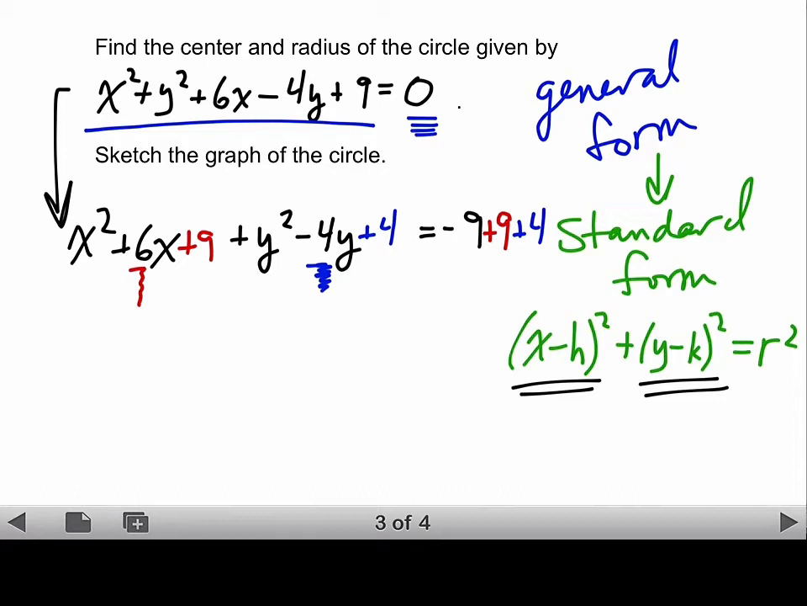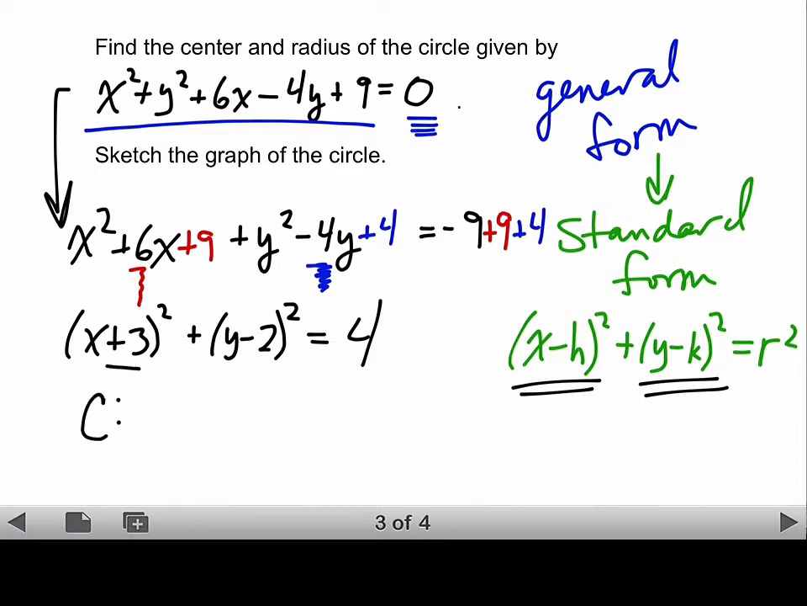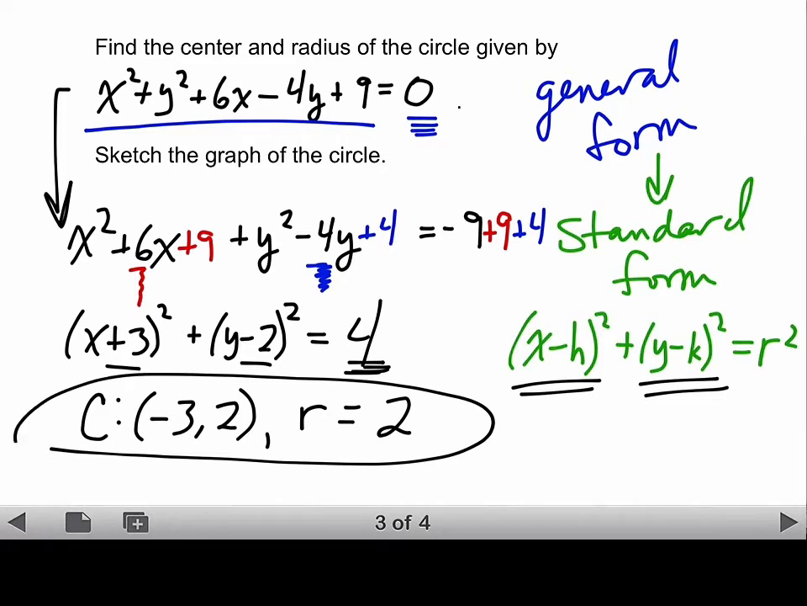And here we have, when we factor, (x plus 3) quantity squared, plus (y minus 2) quantity squared, is equal to, simplifying the right-hand side gives me simply 4. So to find the center and the radius, we change the sign on the numbers that are inside the parentheses. So the center is (-3, 2), and the radius is the square root of what I have on the right-hand side. Square root of 4 is 2. So the center is (-3, 2), and the radius is 2.